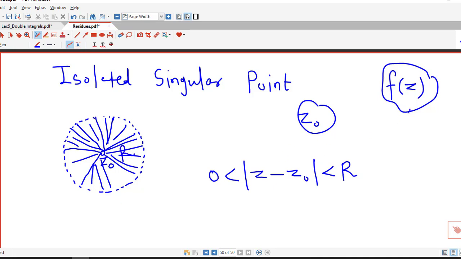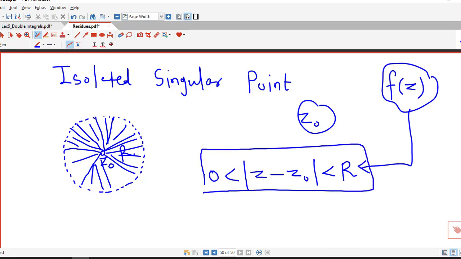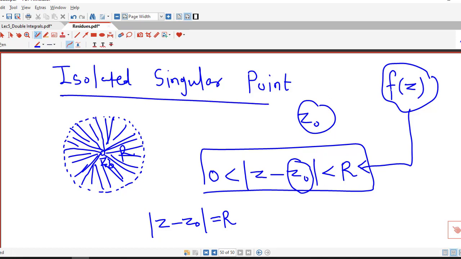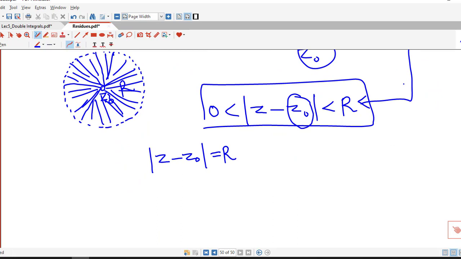So if f of z is analytic at every point in this deleted neighborhood, which is the set of all points inside the circle with center z0 and radius r except center z0, then we can say that this z0 is isolated singular point of complex function f of z.